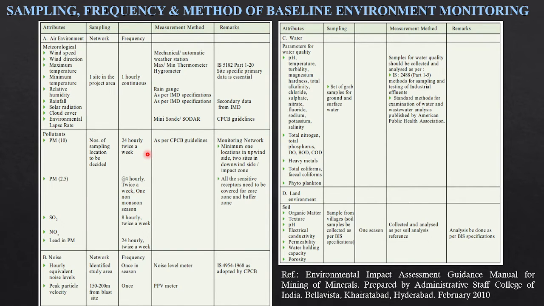So if it is twice a week, then for one site for 1 month, 8 data sets have to be prepared for PM10 and also the others: PM2.5, SOx and NOx.